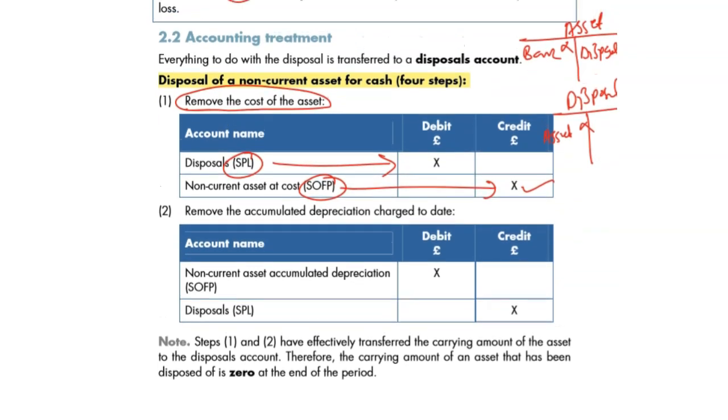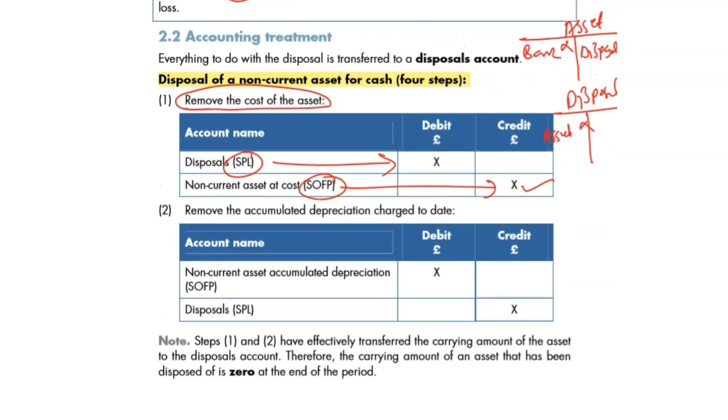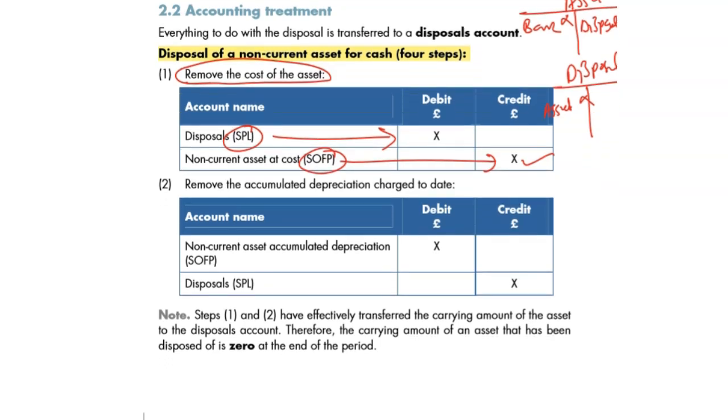It's not just the asset you are removing. Because you're selling the asset, you need to dispose the depreciation as well, you know, the accumulated depreciation. You just need to vanish that asset information, whether the cost figure or accumulated depreciation figure. So the second one is remove the accumulated depreciation charged to date. Accumulated depreciation is a credit account. How do you remove it? You need to make it debit. That's why accumulated depreciation debit and disposal credit.